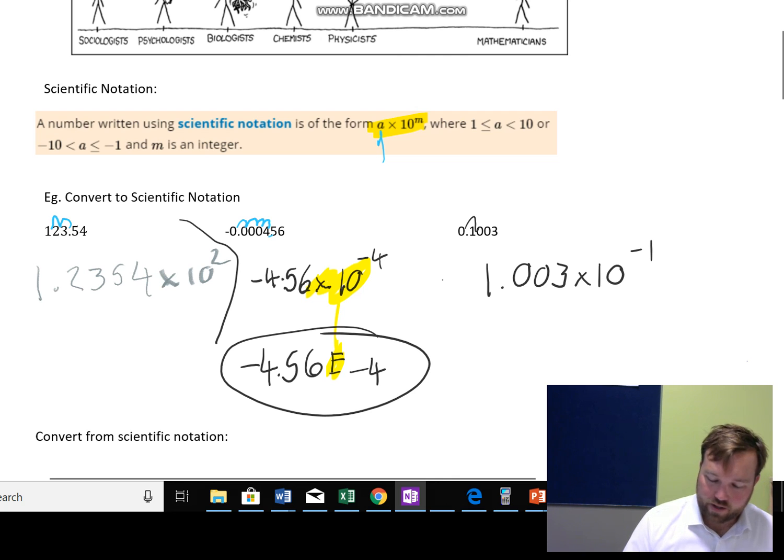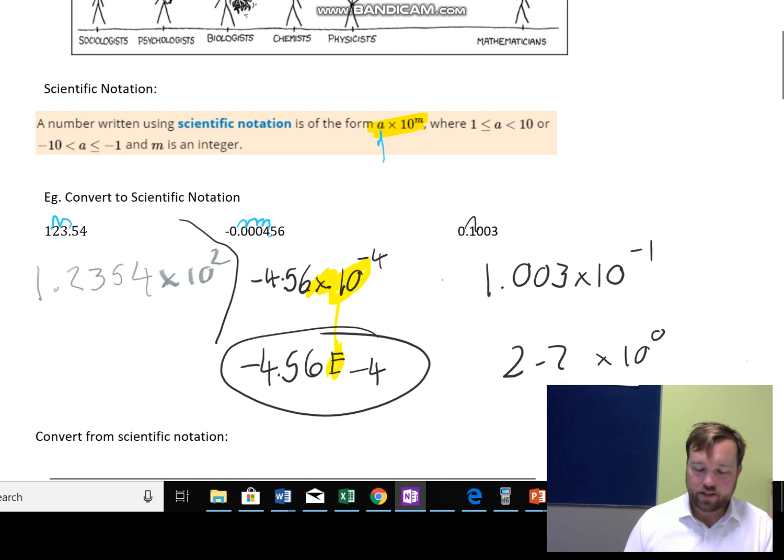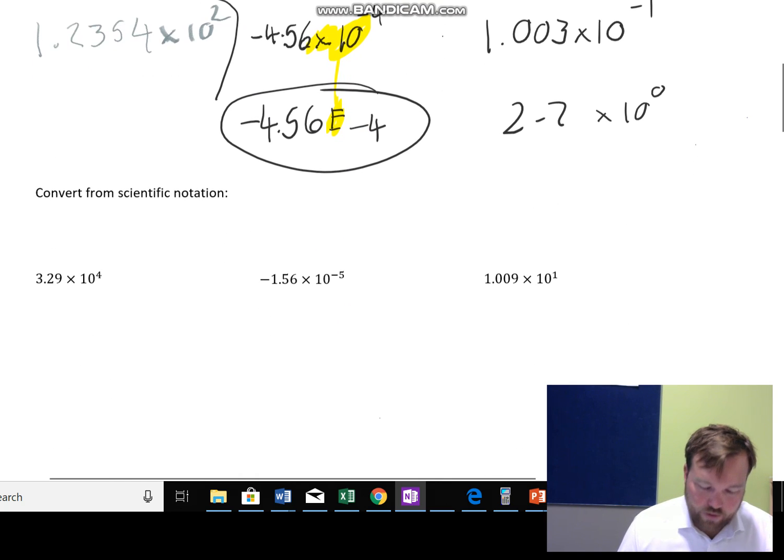If, for some reason, you had a number that was already in scientific notation, like 2.7, you can make it very obviously in scientific notation by writing 2.7 times 10 to the 0. Because you haven't had to jump it anywhere, 10 to the 0 is in fact multiplying by 1. Alright, convert to scientific notation. Let's go in the other way this time.